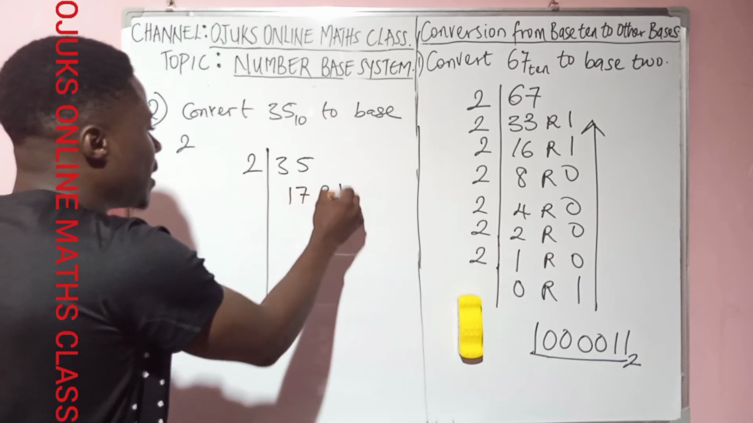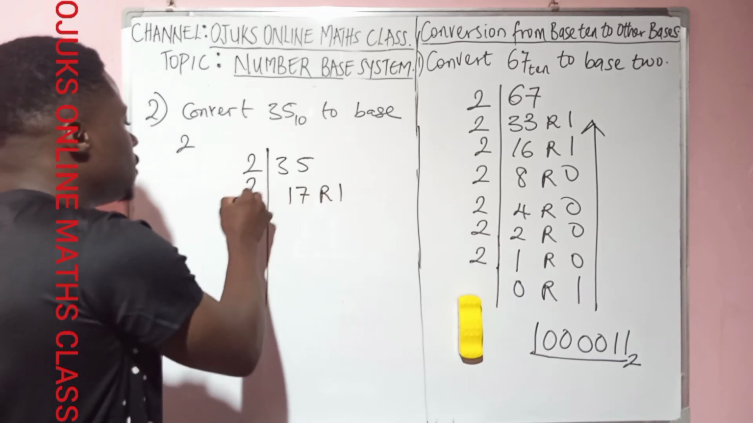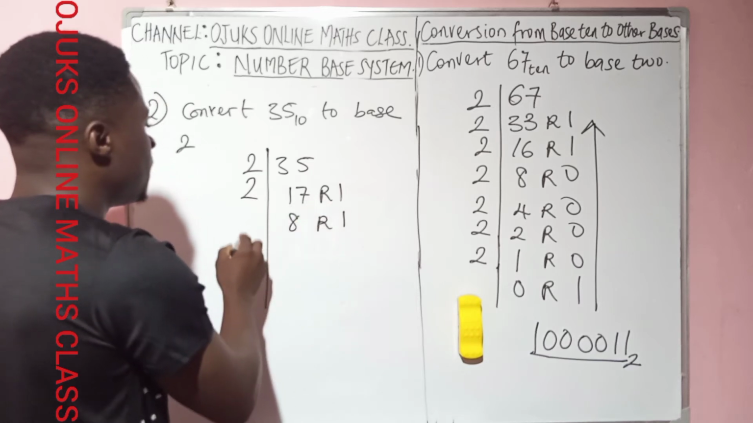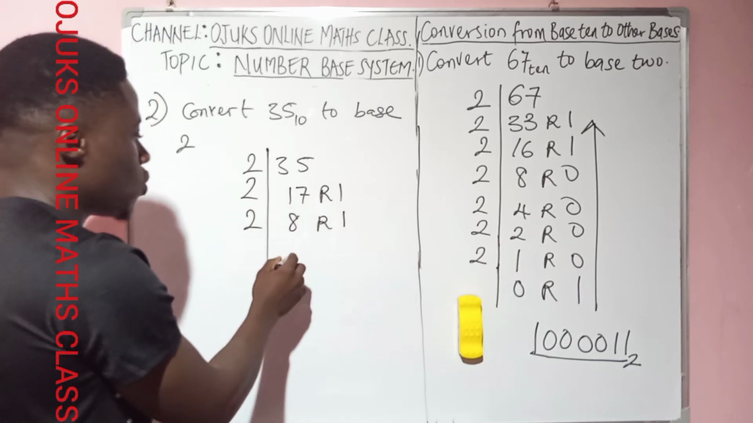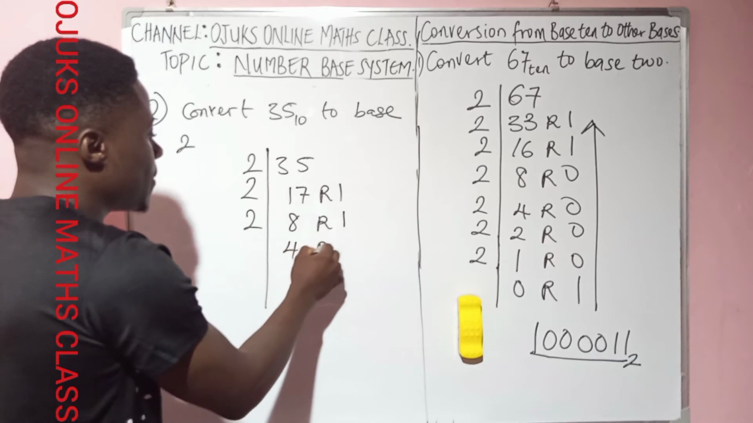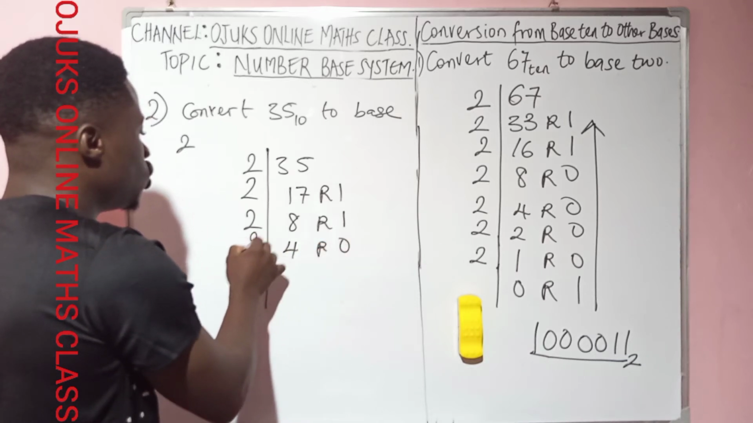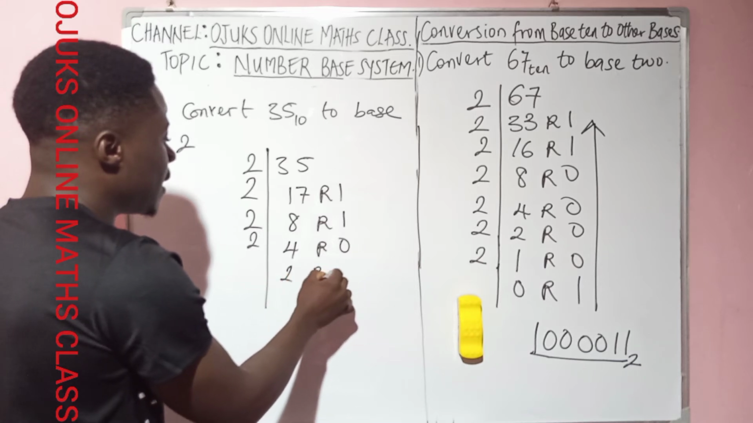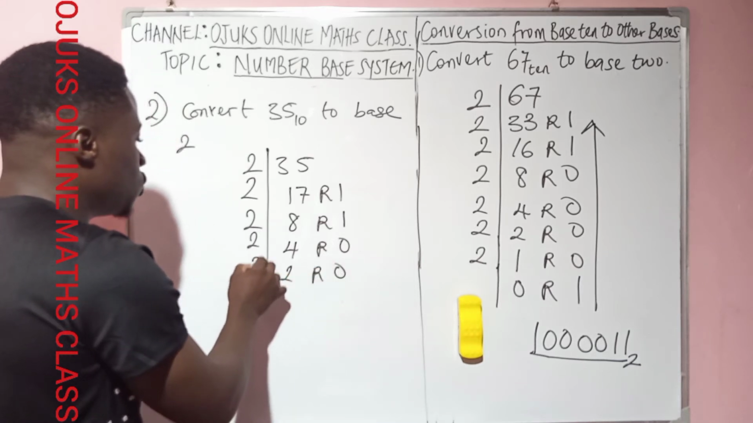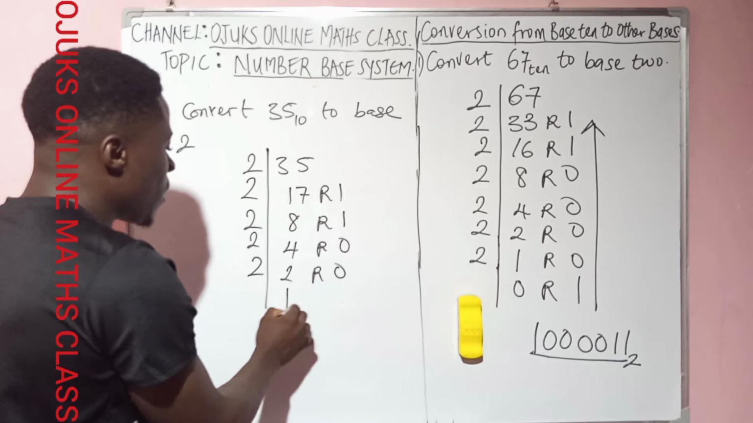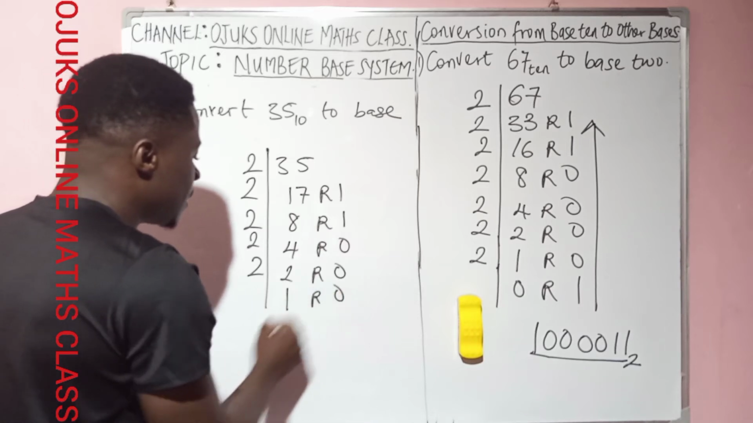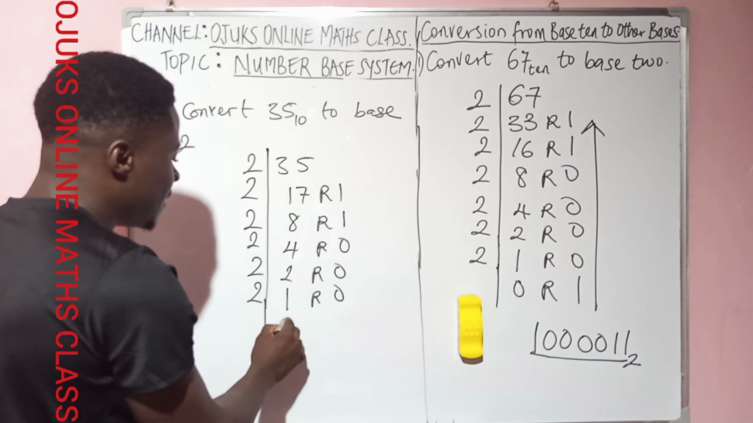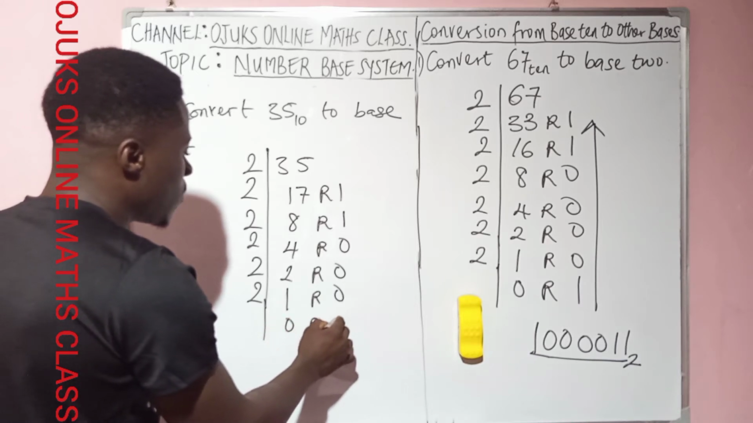17, remainder 1. 2 divides 17, we have 8, remainder 1. 2 into 8, we have 4, remainder 0. 2 into 4, we have 2, remainder 0. 2 into 2, we have 1, remainder 0. Then 2 into 1, automatically we have 0, remainder 1.